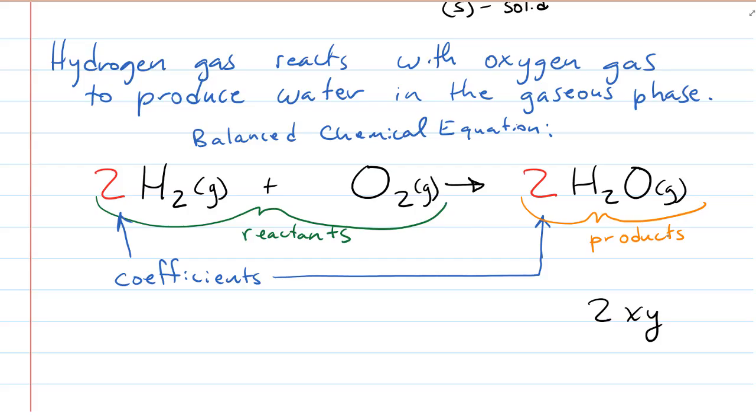A chemical equation can have 1 or more reactants. In this case, we're showing 2 reactants, and it can have 1 or more products. In this case, we're showing a single product, that product being H2O. So, any questions on this one here? All right, let's look at another one.